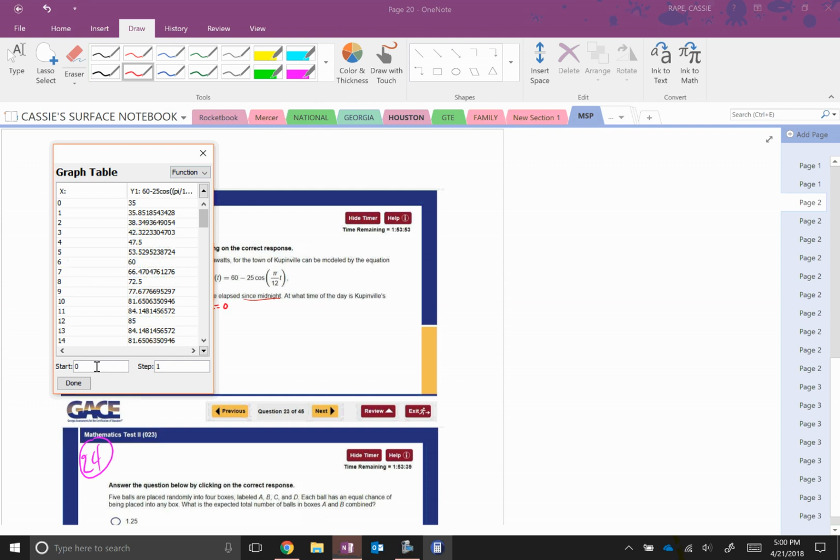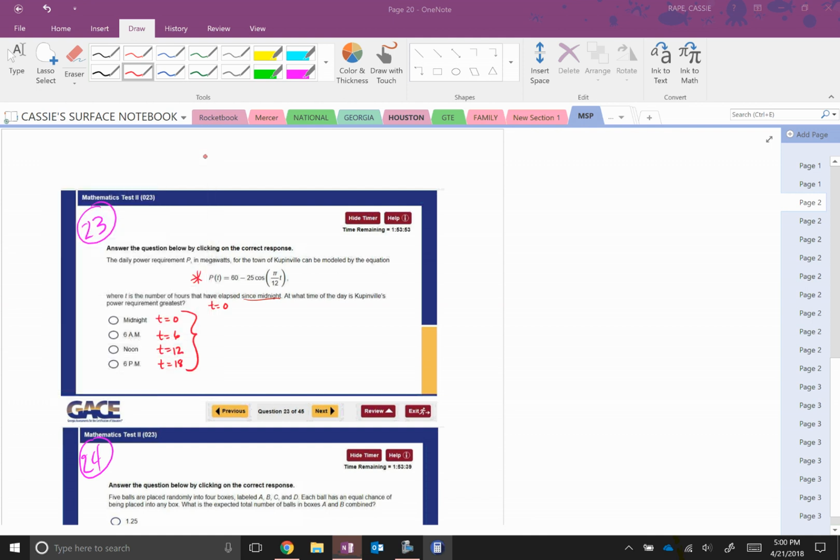Okay, so I'm comparing 0 with 6, 12, and 18. So 0 is 35. At 6, it's 60. So far 60 is the winner. At 12, it's 85. And then I'm going to go to 18 and look: at 18, it's 60. It goes back down to 60. So the highest number is at 12 hours, because it's 85. Going back, we figured out that noon is 12, so the answer is C. That's supposed to be a check mark. There we go, C.